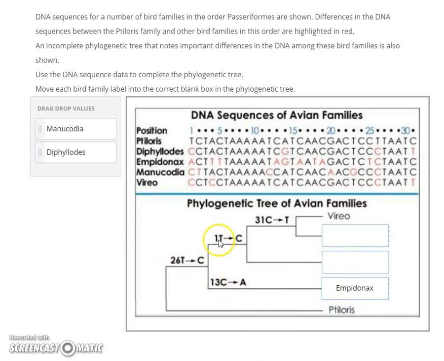For our other ones, we've got 1T becomes C, and we also have 31C becomes T. 31 was a C, and it becomes a T. Diphyllides and Vireo. Vireo we see. That means the other one here must be Diphyllides, and our last one must be Manicodia. So there's our cladogram for these sequence changes. And this will be our last one for this video.